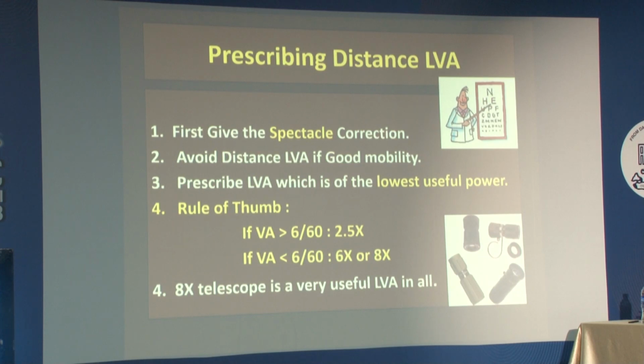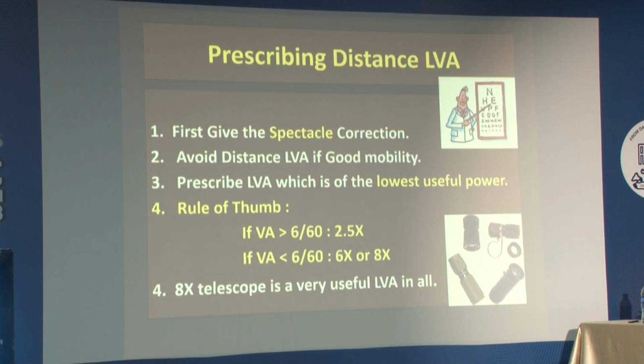And number three rule to remember is you prescribe a low vision device which has the lowest useful power. So coming to rule of the thumb, if the vision is greater than 6/60, you straight away give him a 2.5x telescope. And if the vision is less than 6/60, you give him a 6x or an 8x telescope. An 8x telescope is one of the most useful ones. And if that is the only telescope you have in your clinic, you can test the patient on that and straight away give it to him if his vision is less than 6/60.